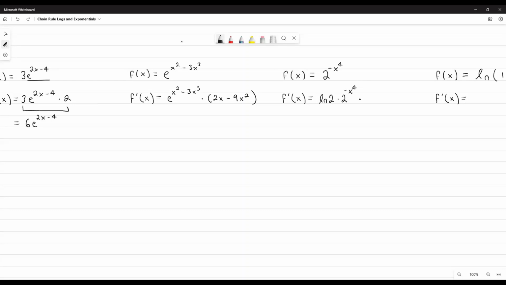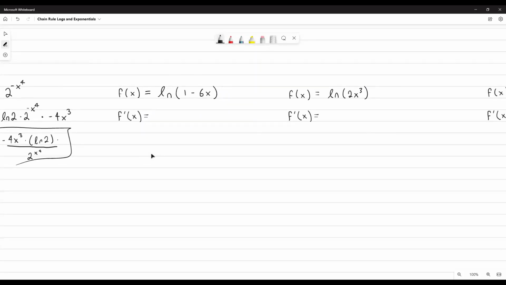Okay, so the argument is negative x to the 4th. When we use the power rule on that, we get negative 4x to the 3rd. Okay, you can basically leave it like this, or you could do negative 4x to the 3rd times ln2 over 2 to the x to the 4th, because of the negative exponent. Something like this could be a nice, neat way to write it. Okay.